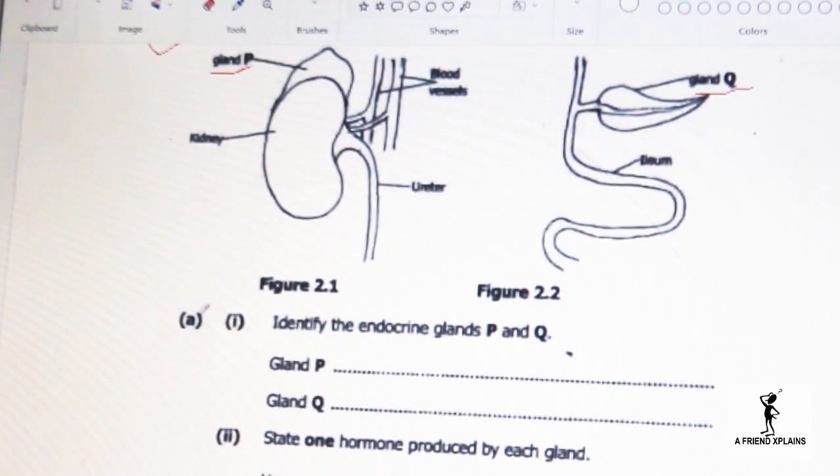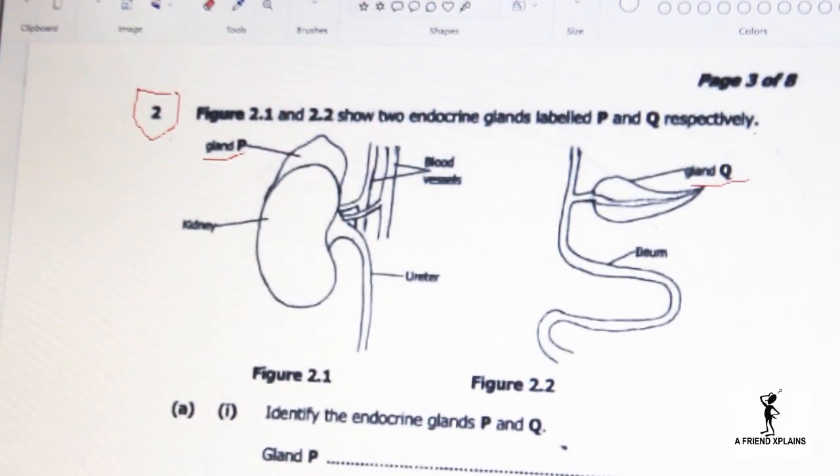Question part A reads: identify the endocrine glands labeled P and Q. You can see it has 2 marks, which indicates that each of these will carry 1 mark. Quickly, let's analyze what these two glands could be. Number one, I've got gland P.